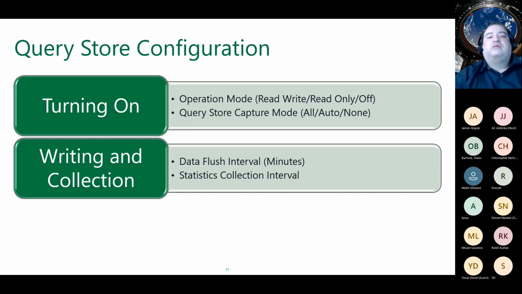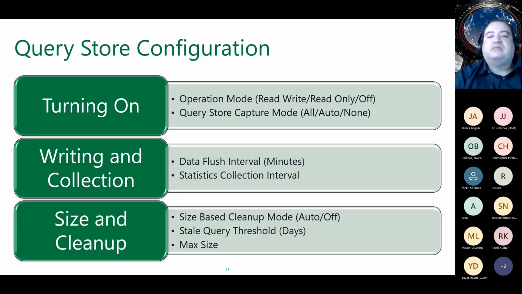Writing and collection of the data: we need to define the data flush interval. How often will Query Store save its data to the disk? Of course, this will affect the overhead on our server. And the statistics collection interval: how often will we collect the statistics from the query execution? Will Query Store summarize the execution statistics for every minute or for every 15 minutes? The smaller the time, the more precise is the result of the analysis made by Query Store, but the bigger is the overhead that Query Store could create over your production system. So it needs to be carefully configured.